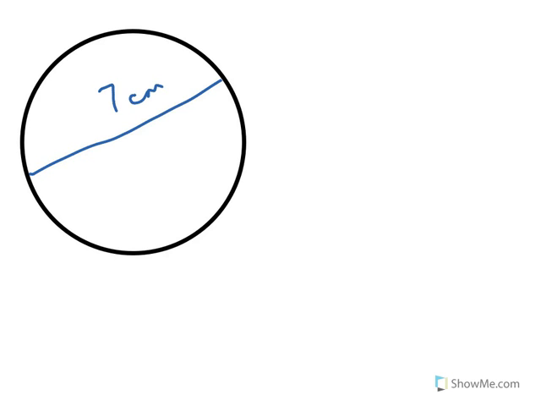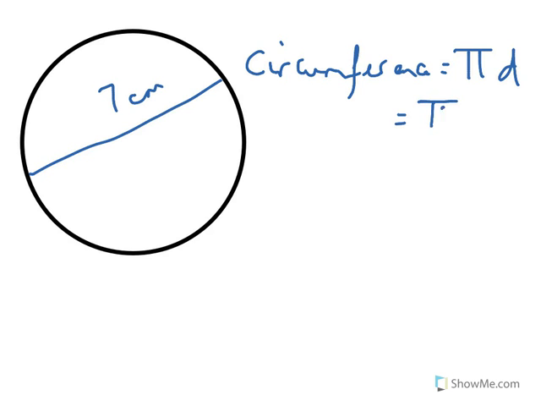Okay, let's look how we would find the circumference of a circle. You need to use the formula circumference equals pi d. This means pi times the diameter.